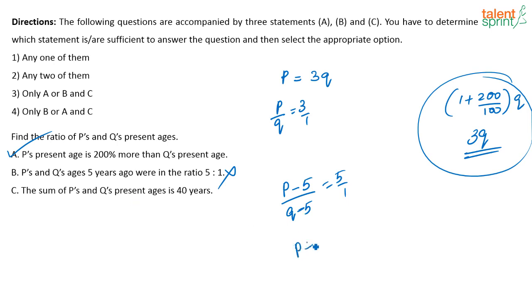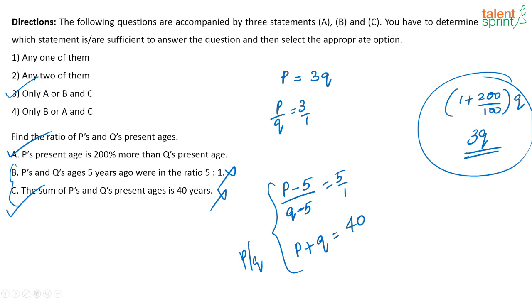C says the sum of the present ages of P and Q is 40 years, or P plus Q is equal to 40. But again, using the third statement alone, I am not able to find out what P and Q are. But if I combine these two statements, I have two equations and two unknowns. I will be able to solve for P and Q, and find out what P by Q is. So what will be the answer? Either statement A alone is enough to arrive at the answer, or I have to combine statements B and C to arrive at the answer. So your correct answer will be option 3. Only A, or B and C, is enough to arrive at the answer.